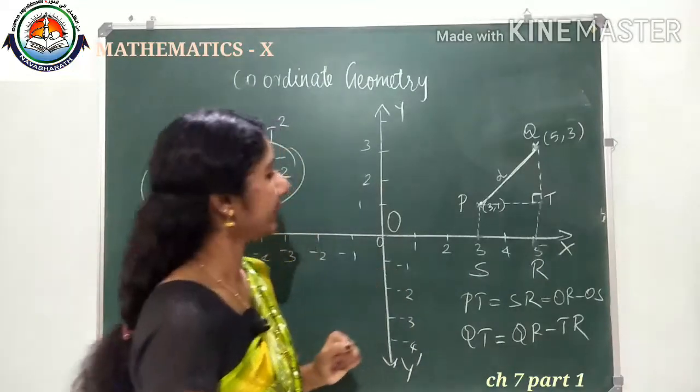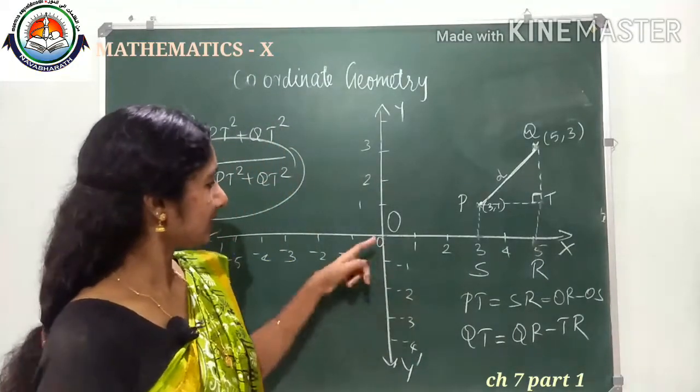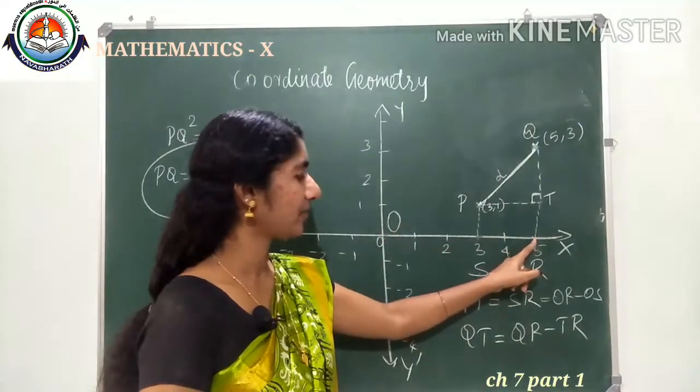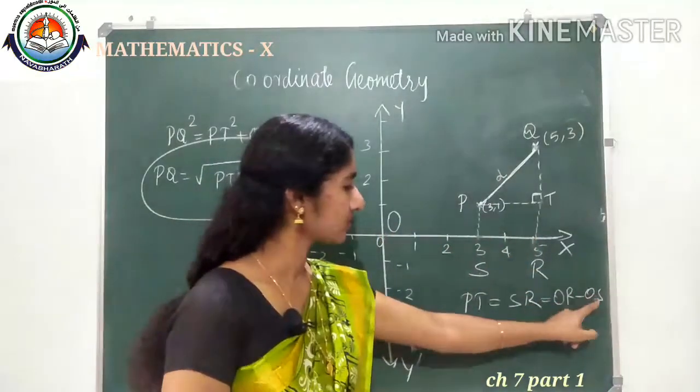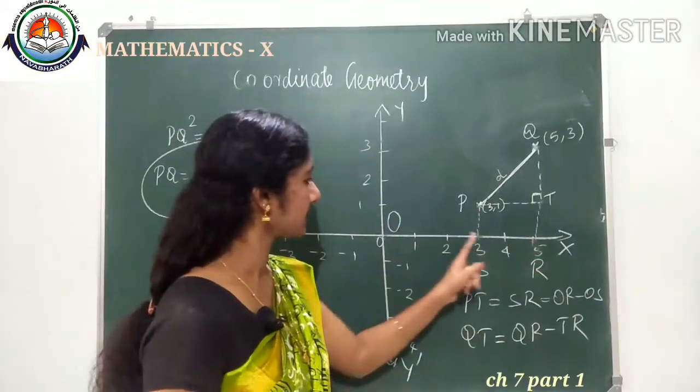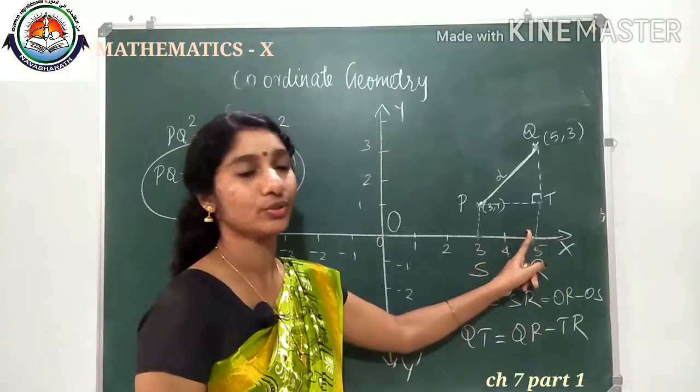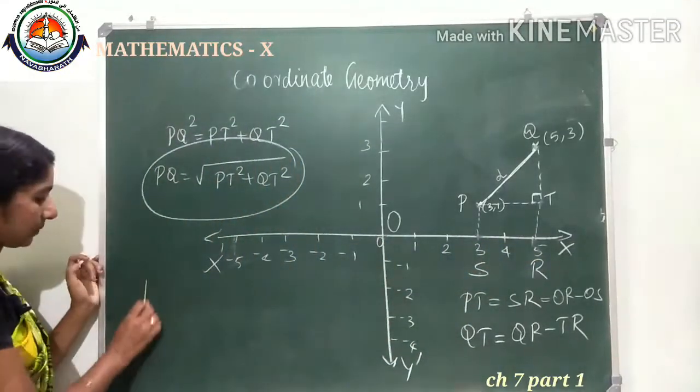Okay. Then, so we got OR, we know. What is OR length? OR is 5 unit. OR minus OS, so 5 unit minus 3 unit. So what will we get? PT equal to 2 unit. So we can find the length PQ.